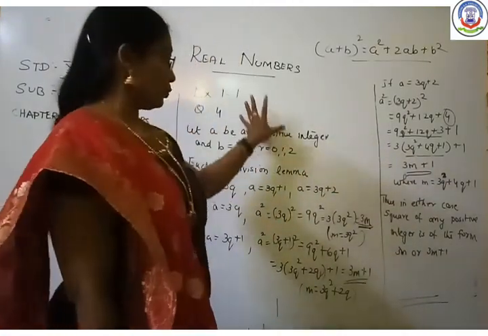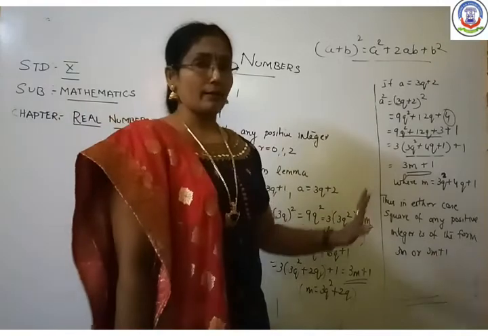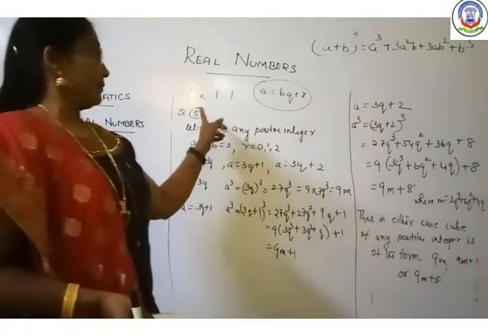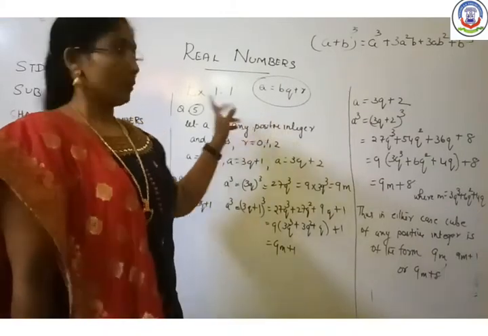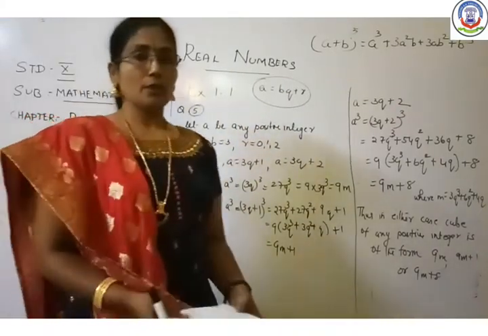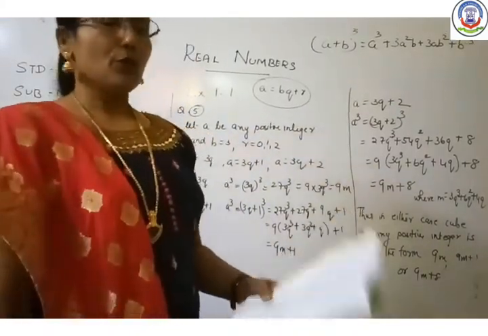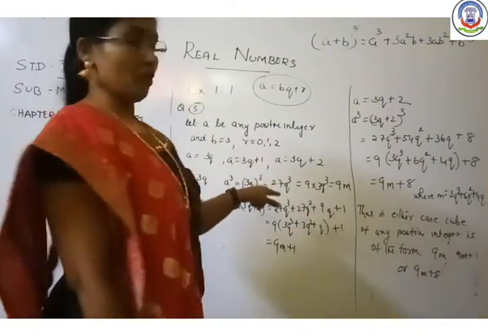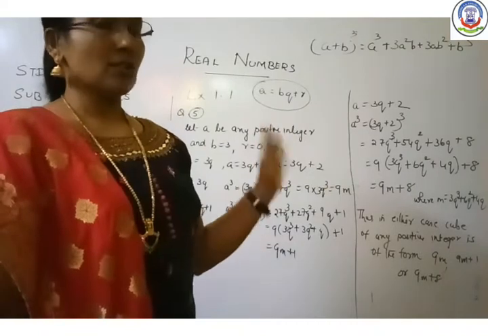So according to Euclid's division lemma, you have shown that. Clear for you, children? Now let us look at another sum, exercise 1.1, question number 5. Here you have to show, using Euclid's lemma, that the cube of any positive integer. The previous sum, what was that?